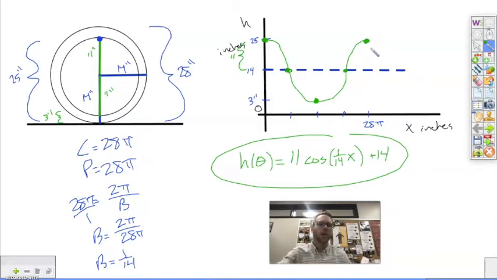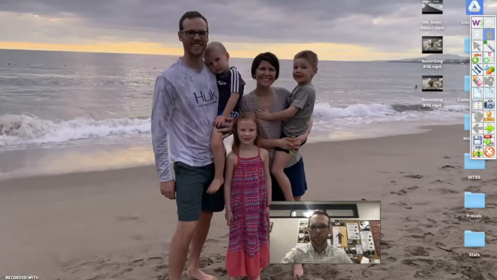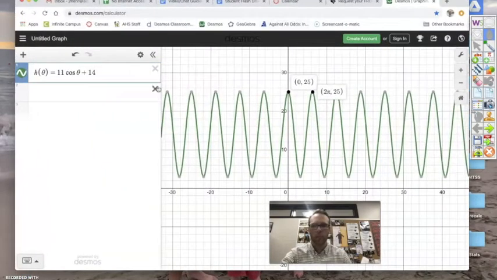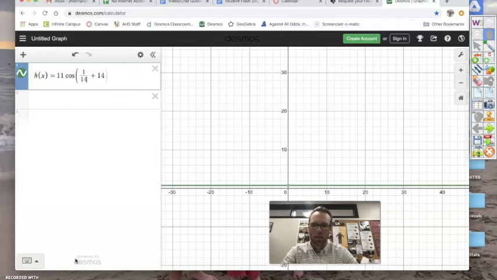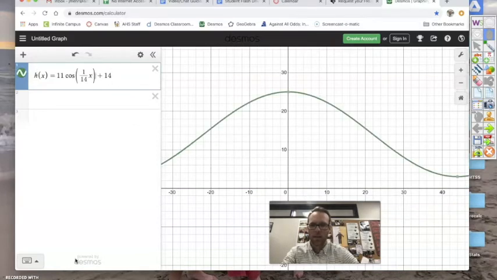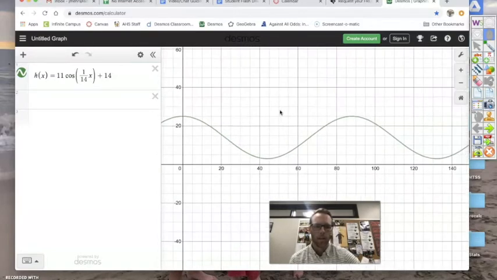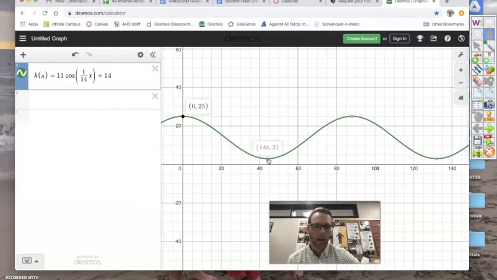Let's take a look at that graph. Here it is. All right, let's adjust this. Now I'm going to call this h of x, and we're going to put a 1/14 x in there. Let's get the plus 14 out. Okay, so this is what we have. Let's see what this looks like. It starts 25 inches above the ground. At 14 pi, it is now 3 inches above the ground, and at 28 pi, it's back to 25 inches above the ground.